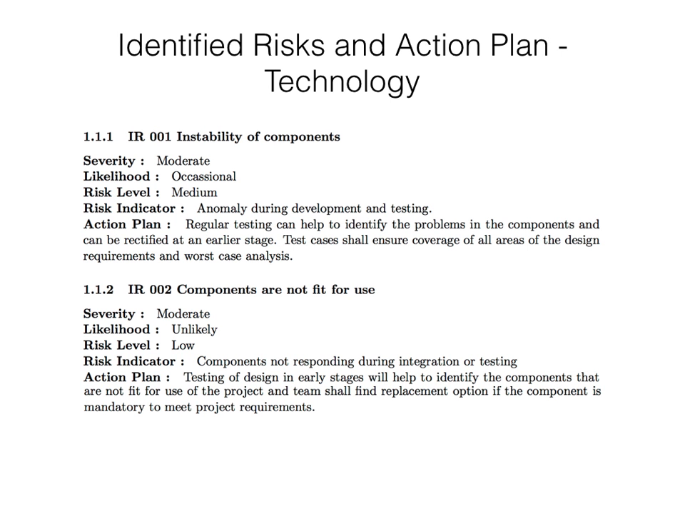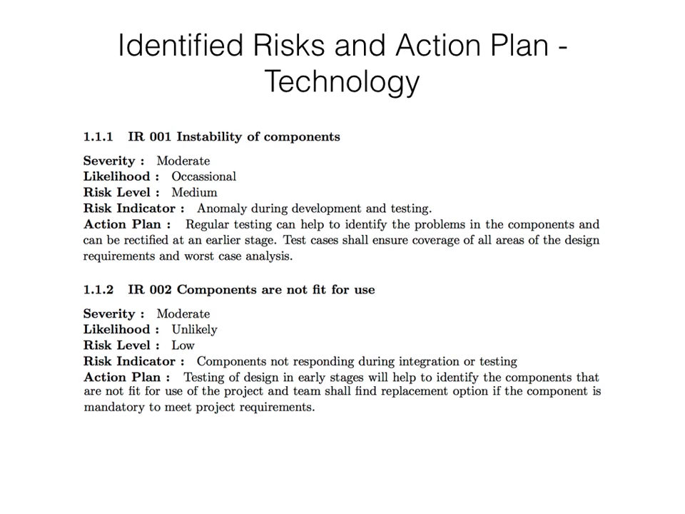This is the details of the identified risks and the action plan we have implemented or look forward to implement if the risk arises. The first category is technology. The risks associated with technology can be instability of components. This is a moderate severity risk, and the likelihood of this happening is occasional. And the risk level from the 3 by 3 risk analysis method we have identified is medium risk.